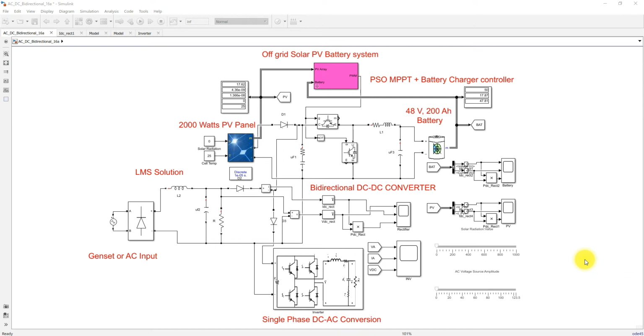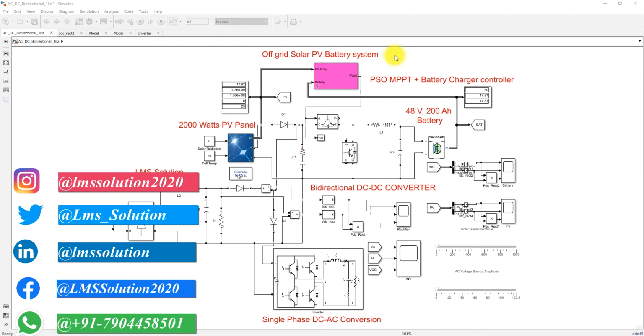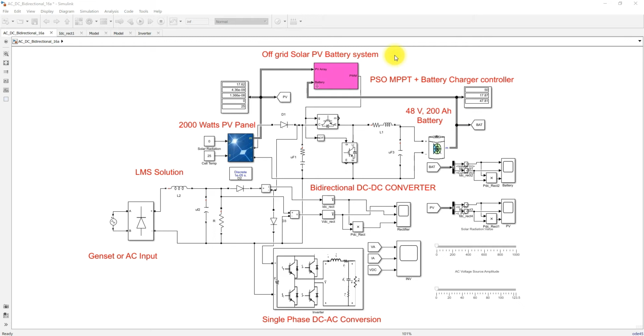Today we are going to see about the off-grid solar PV battery system. In this system, we can see that this is a simulation model for the off-grid solar PV battery system.